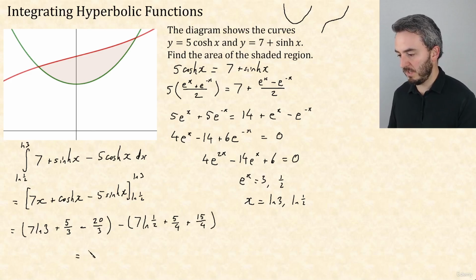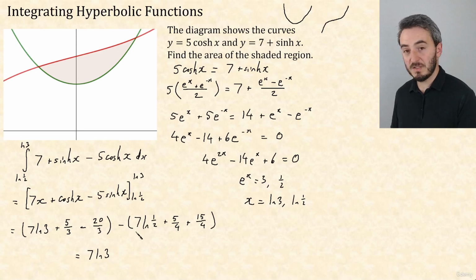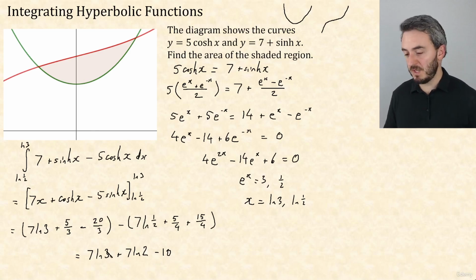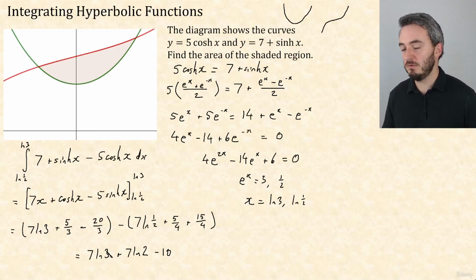So what have we got? We've got 7 ln 3. Now, it's minus 7 ln a half, but ln a half is minus ln 2, so that's plus 7 ln 2. And then I'll just combine all of these fractions: 5 thirds, minus 20 thirds, minus 5 over 4, minus 15 over 4 is minus 10. And there's my answer. Of course I could factorise out the 7 and call that ln 6, but I think this looks totally fine as an answer. Okay, that's all. I'll see you in the next video.